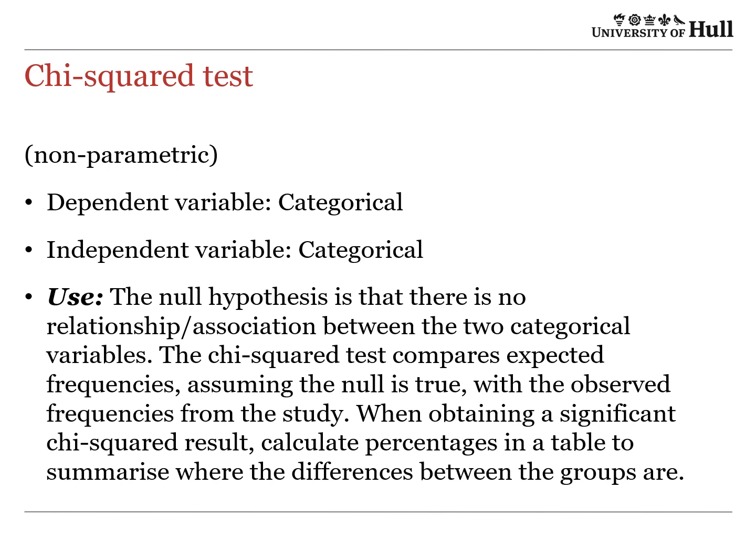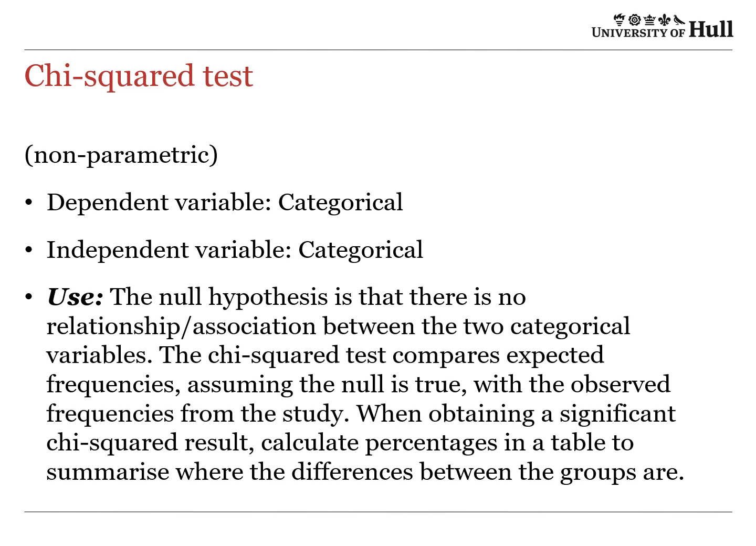The chi-square test compares expected frequencies, assuming the null hypothesis is true, with observed frequencies from the study. When obtaining a significant chi-square result, you calculate the percentages in a table to summarize where the differences between the groups are. So having a test and simply finding out that it's significant is not enough. You do need to represent the data properly to show where the differences lie. That isn't always as easy as you may think.